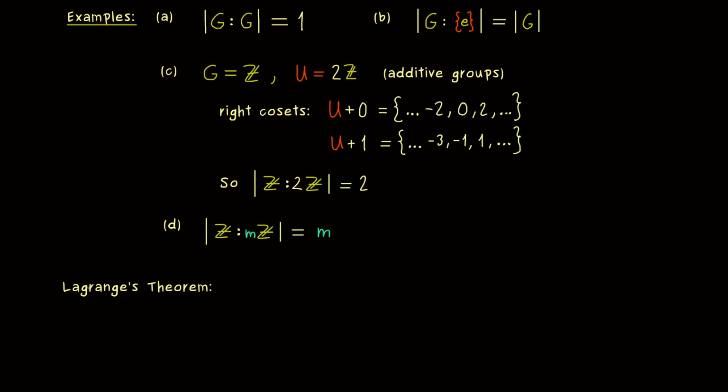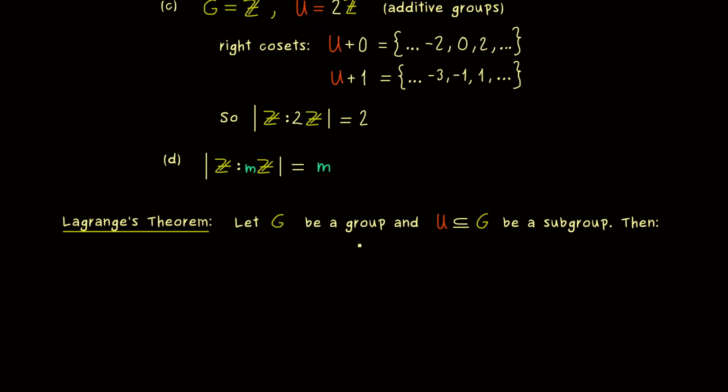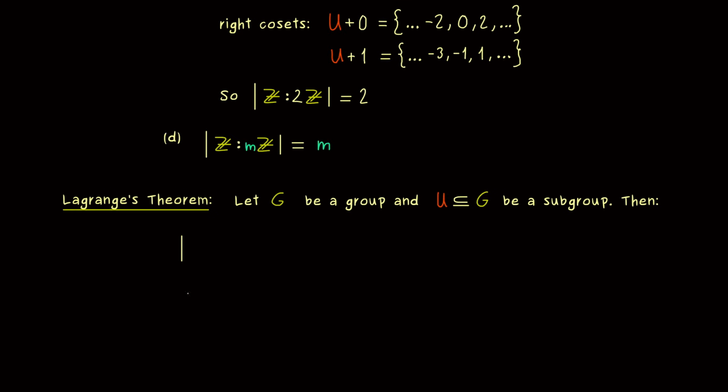This one will now make the connection between the size of the subgroup and the index we have defined above. Therefore, our assumption here is still the same. We have a surrounding group and a subgroup in it. And now the size of G as a cardinality can be calculated with this index. Namely, take the size of the subgroup U and multiply it with the index. And that's it. This is the whole theorem of Lagrange.